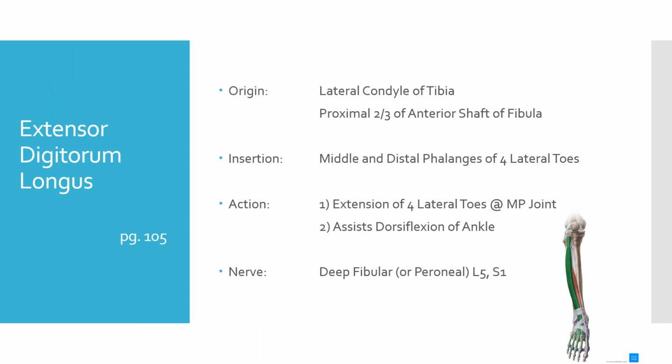Extensor digitorum longus. Two origins include the lateral condyle of the tibia, as well as the proximal 2/3 of the anterior shaft of the fibula. The insertion is the middle and distal phalanges of 4 lateral toes. Two actions include extension of 4 lateral toes at MP joint, and it also assists in dorsiflexion of the ankle. The nerve is deep fibular or peroneal, L5 and S1.